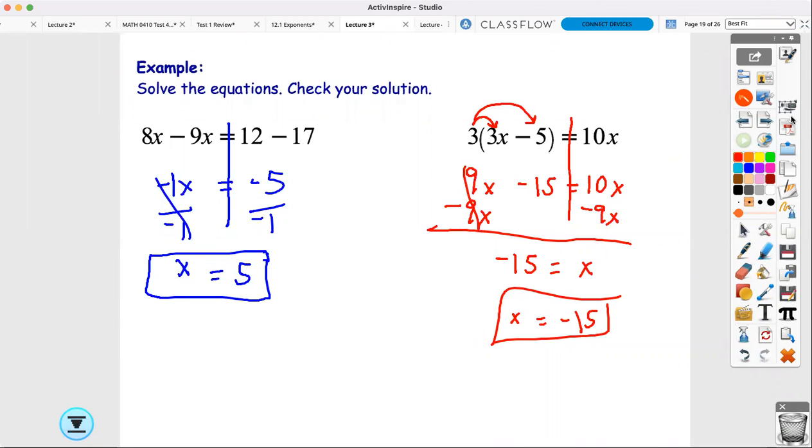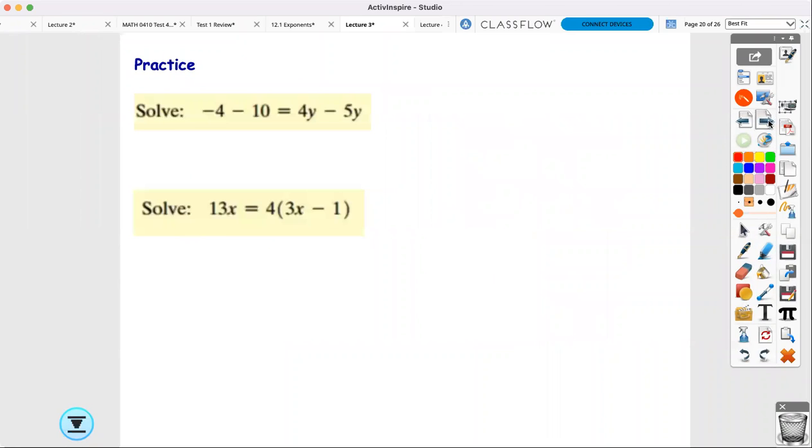All right, moving on. Here are some practice problems, guys. I'm going to give you 3 minutes on these. I'll add more if needed.